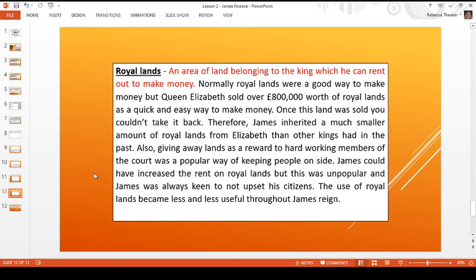It was a good way to have a regular income as a king. So normally royal lands were a good way to make money, but Queen Elizabeth had sold over £800,000 worth of royal lands as a quick and easy way to make money. Once this land was sold, you can't take it back.